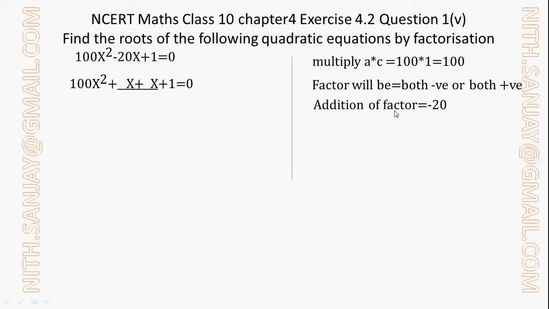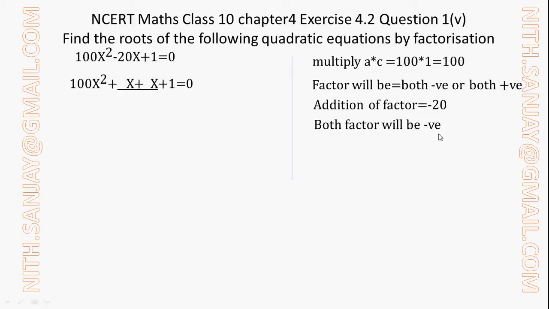Next, the addition of both those numbers should be minus 20. So it means that both those numbers should be negative, because only then I will be able to get the negative addition. I can never get a negative addition if I add two positive numbers. So both the factors have to be negative.